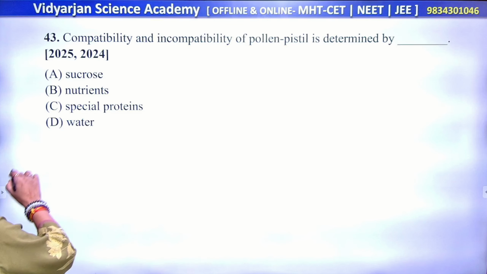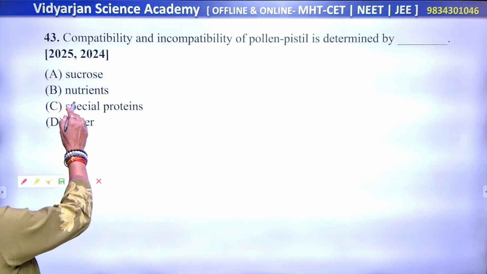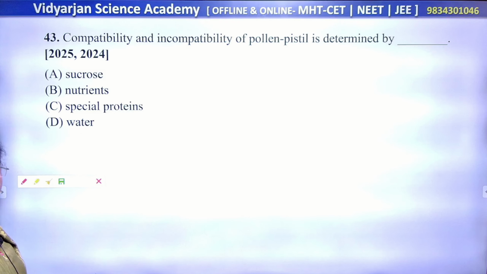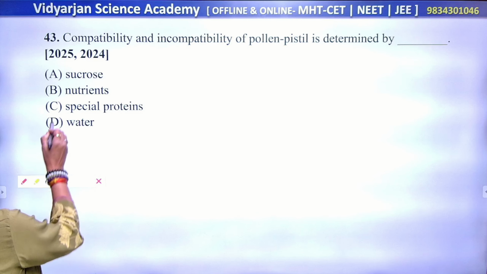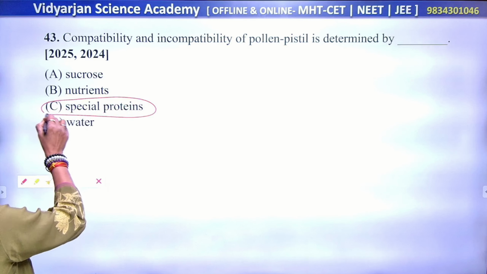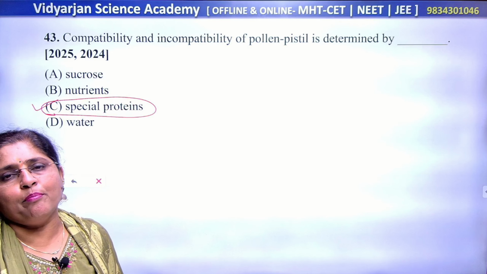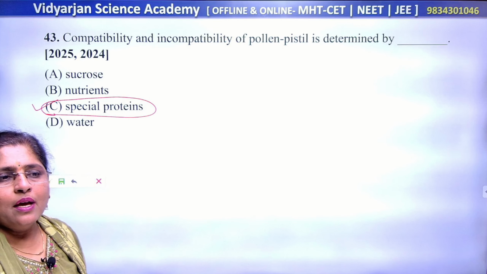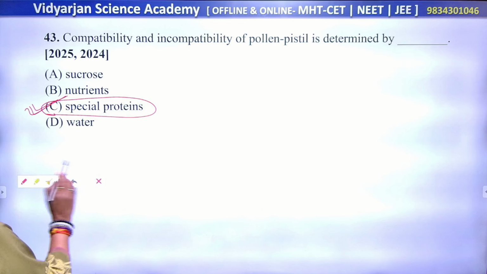Option A is sucrose. Then option B is nutrients. Next is special proteins, and D is water. So what should be your answer? You get the very special proteins here that determine the compatibility and incompatibility of pollen-pistil interaction. Remember this statement very carefully. C is the correct answer.